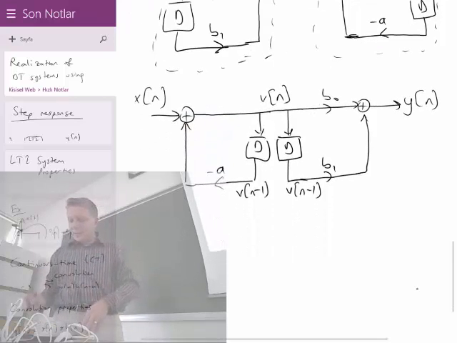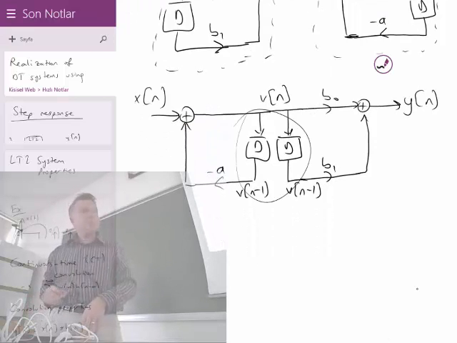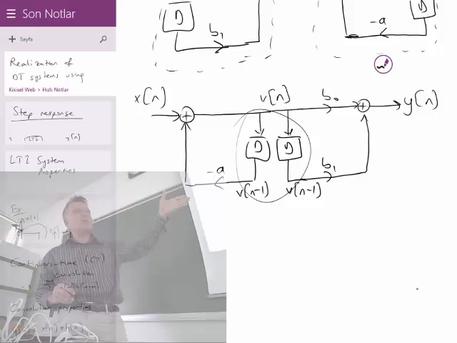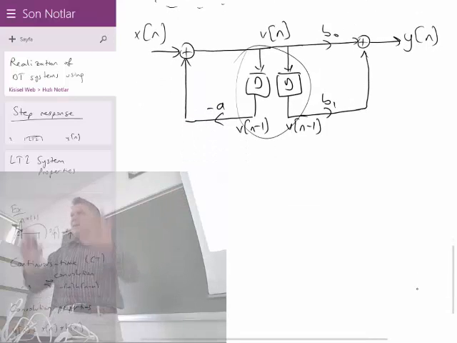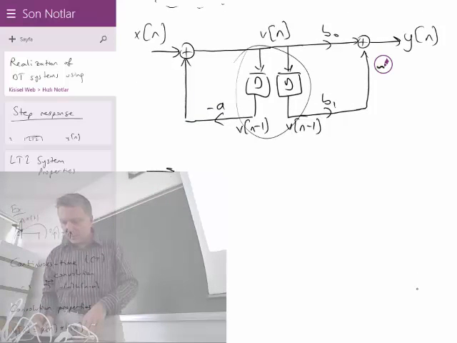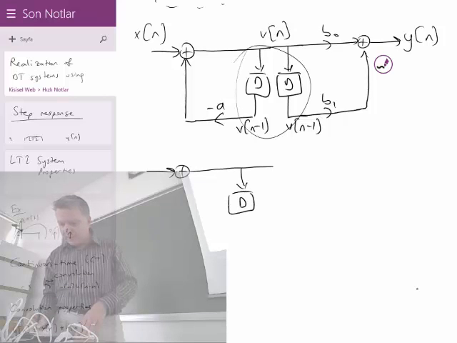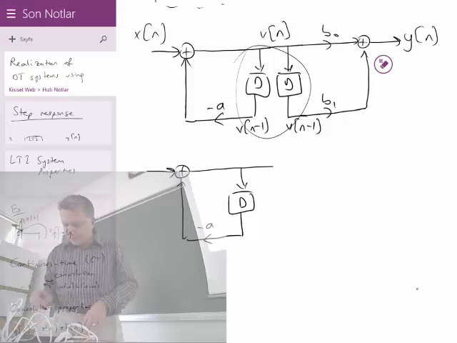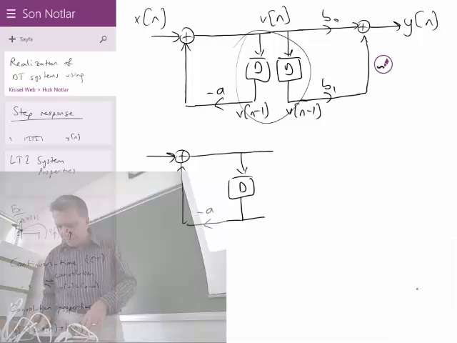Now that is redundant. This portion is redundant. There is one Vn and I need to find only one Vn minus 1. So I combine those two delays. And I will only have one delay. To the left, it goes by multiplying with -A. And to the right, it goes by multiplying with B1. Here, it multiplies by B0.